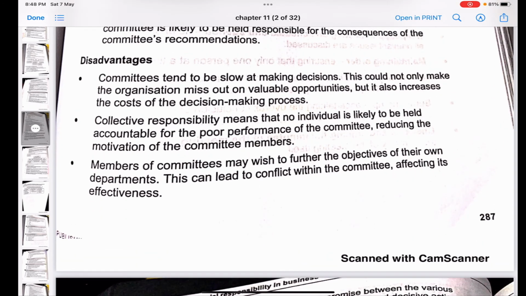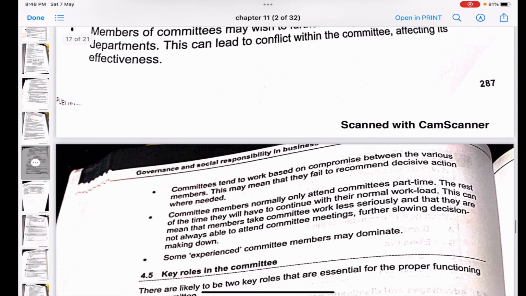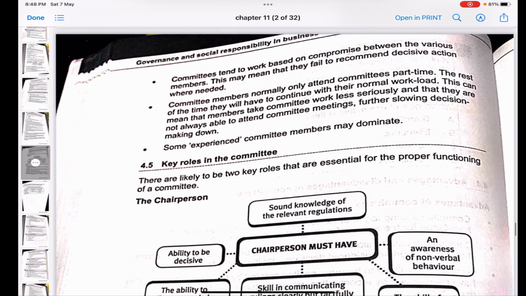What are the disadvantages? Committees tend to be slow at making decisions. This could not only make the organization miss out on valuable opportunities, but it also increases the costs of the decision making process. Collective responsibility means that no individual is held responsible or accountable for poor performance, reducing the motivation of the committee. Members of a committee may wish to further the objectives of their own departments. This can lead to conflict. Committees tend to work based on compromise between various members, which may mean that they fail to recommend decisive action because there might be conflicting opinions. Committee members normally attend committee part-time. The rest of the time they just focus on their workload. Some experienced committee members may dominate.